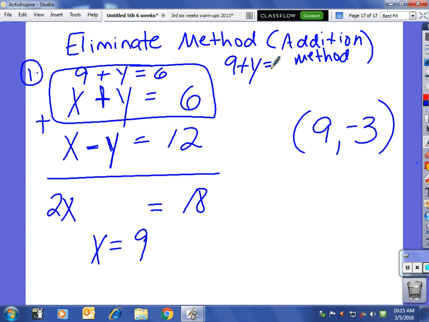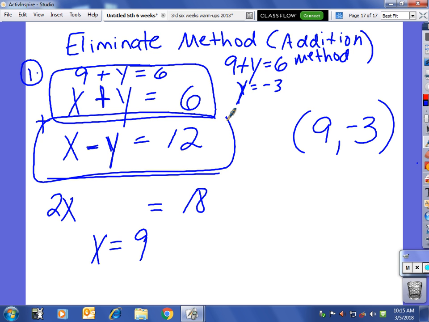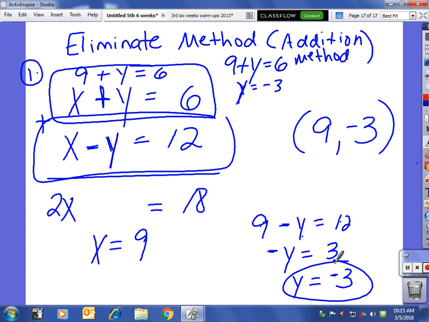All I did was put an x value of 9 because I just figured out x had to be 9, and then I solved this equation by just moving that 9 over. I also could have put it in here. Put a 9 in here. 9 minus y equals 12. Now this one's a little trickier because there's a negative sign in front of y. Subtract 9 from both sides and what do you get? Well, you get negative y equals 3, and then what would y equal? So you're still going to get the same y value. Doesn't matter which line you put it into.